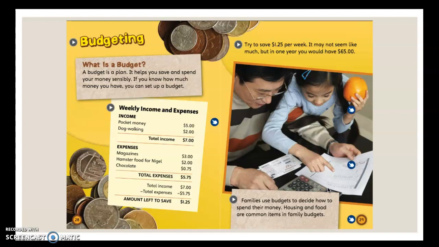A budget is a plan that helps people save and spend their money sensibly. So the purpose of this part of the book is to explain budgets, and it relates to or fits with the main purpose of the entire book, which is to explain money and describe how people use it.